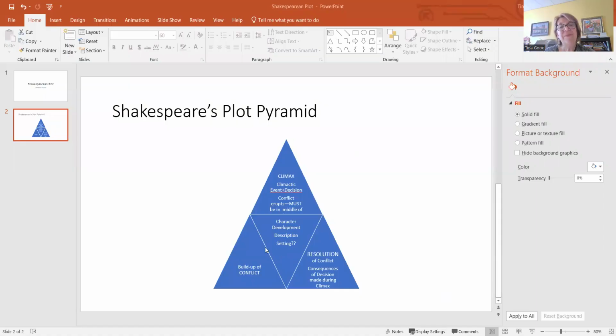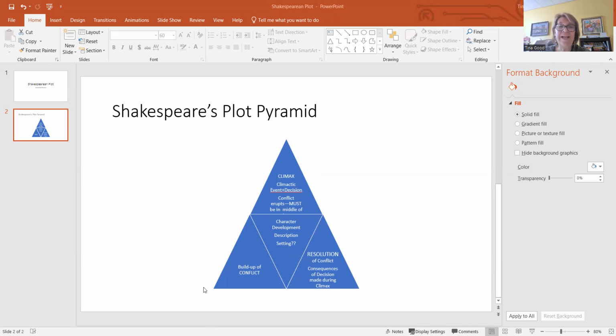Okay, so here's the plot outline for Shakespeare's plays. This is very much based on the rules that Aristotle set out. Remember, the Renaissance is the rebirth of the classical period, so Shakespeare draws on Aristotle's ideas of the proper format of a play.